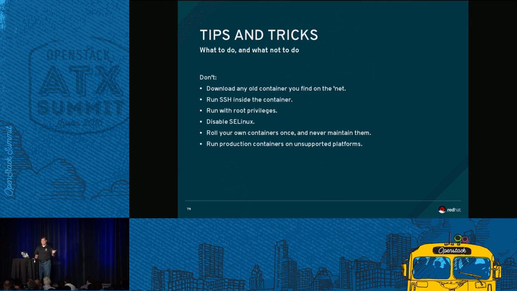I will talk to you about SE Linux. Don't disable SE Linux. Don't roll your own containers once and never maintain them. Again, have a policy in place to keep those things up to date. And, again, don't run production containers on unsupported platforms. It's a shameless little marketing plug from Red Hat there, but you really want to have a certified platform where you're going to be able to pick up the phone and go, help, if something bad happens.